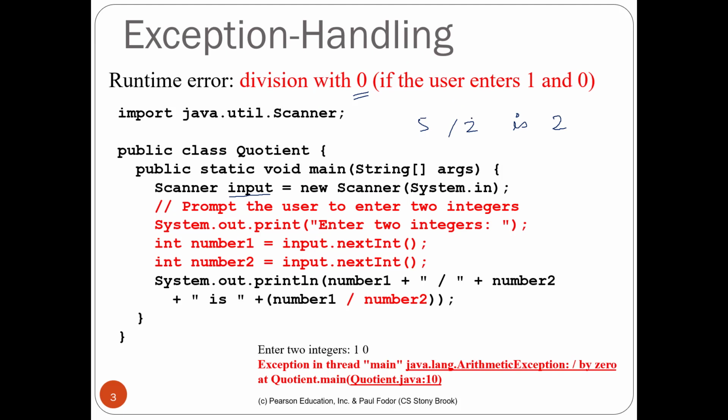If your denominator is not 0, then you get this kind of output. Now the problem will happen if you have divide by 0, right? So if your number 2 is a 0, then the output will be something like this. If you input 1 and 0, then you'll see this output, which says that there is an exception in the main method, and the kind of exception is arithmetic exception.